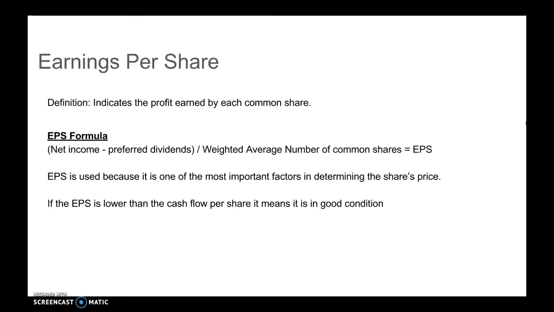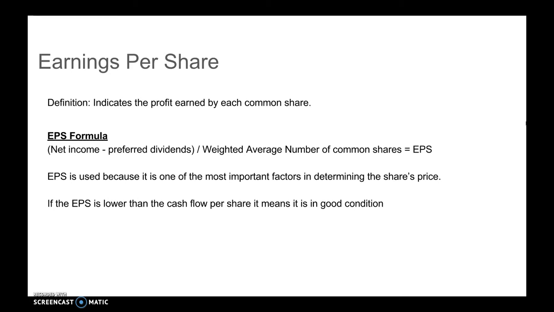Earnings per share, also known as EPS, indicates the profit earned by each common share. EPS is only reported for common shares. When a company has both preferred shares and common shares, the company must take the current year dividend declared on preferred shares, then subtract it from the net income to determine the income available for common shareholders. Microsoft does not use preferred shares.